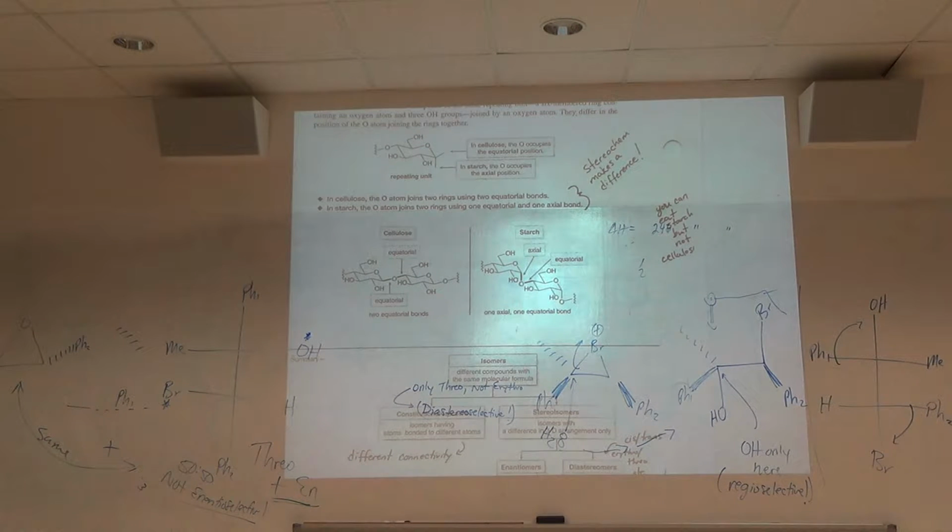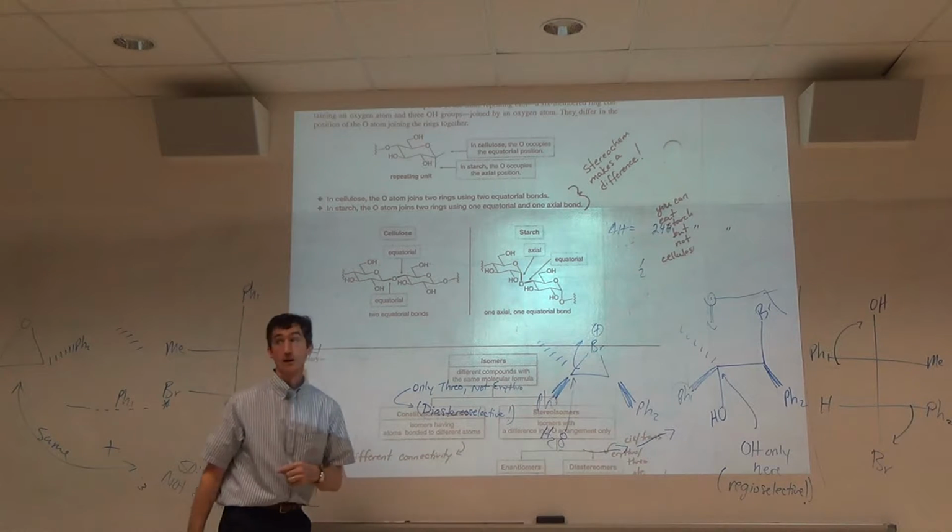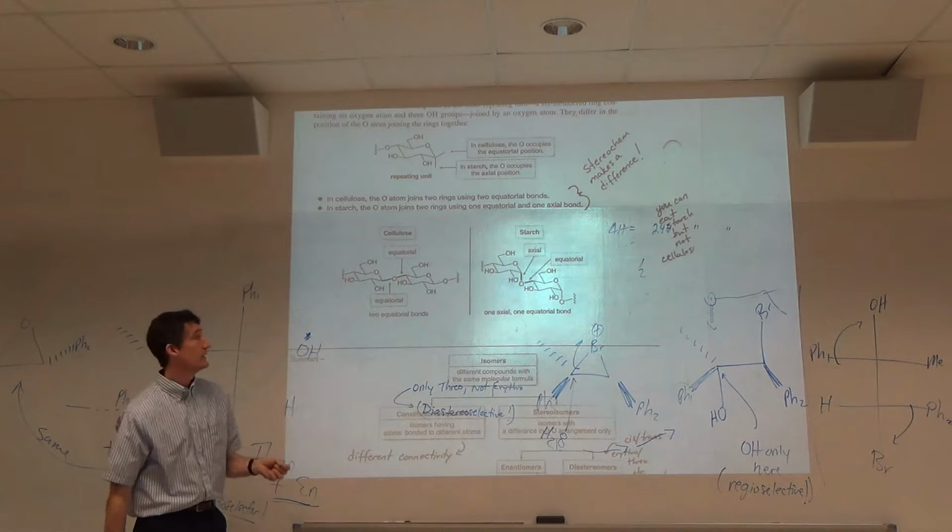If we could digest cellulose, we could eat trees and there'd be no problem with food, right? But that doesn't work. What's the difference in the two? Just stereochemistry. There they are.